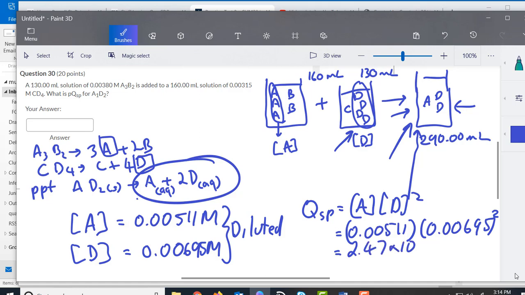Now that's the QSP value, but what we're interested in is PQSP, which is the negative log of that. So PQSP, negative log of the QSP, which is going to be 5.607. So just put that in your calculator, hit the log button. The number of decimal places here will match the number of significant figures in the QSP number that we've got over here.